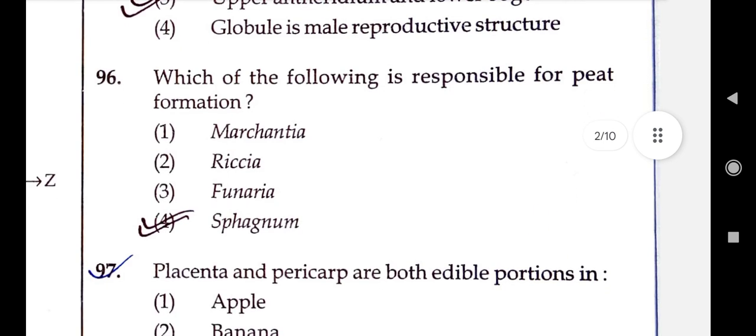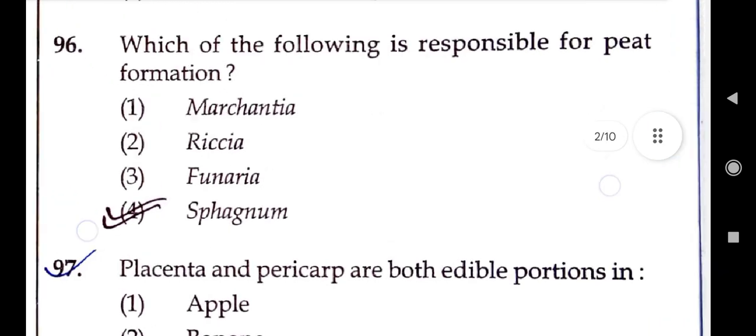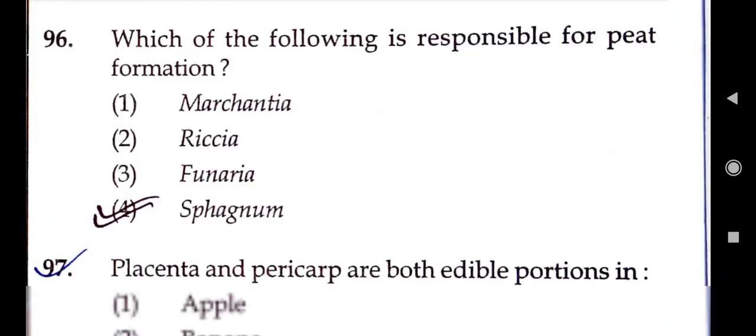Question number 96. Which of the following is responsible for peat formation? Students, for peat formation, Sphagnum is the correct option. So option 4 is the correct answer. Option 1, Marchantia, is wrong. Option 2, Riccia, is also wrong. Funaria is also wrong. So the correct option is option 4, Sphagnum, which is responsible for peat formation, students.